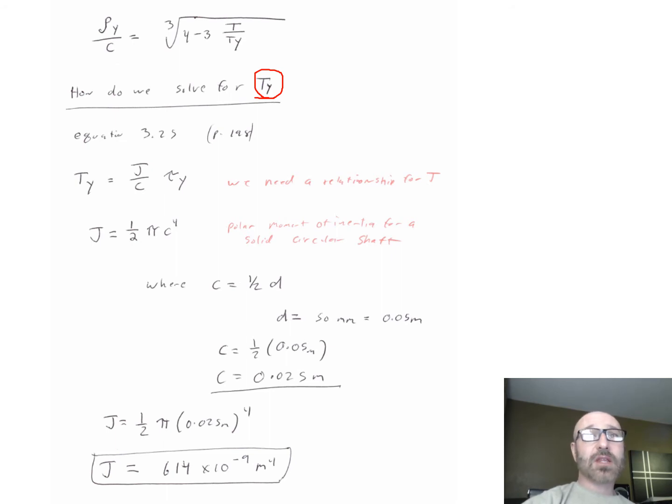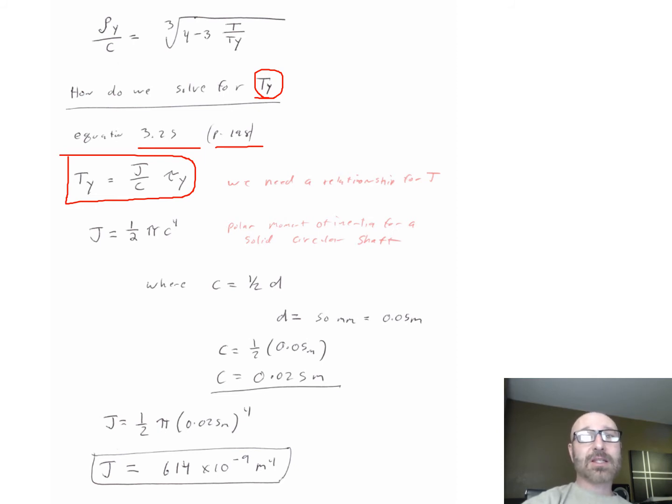So I take a look at this, and we can go back now and say, if I need a value for that, I can look back to equation 3.25 on page 198 of our textbook. We have T sub y is equal to J over C times my tau sub y. So now we need a relationship for J right there.